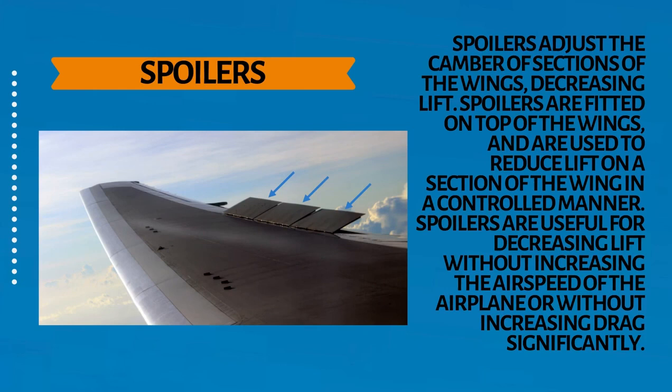Spoils. Spoils adjust the camber of the section of the wings, decreasing lift. Spoils are fitted on top of the wings and are used to reduce lift on a section of the wing in a controlled manner. Spoils are useful for decreasing lift without increasing the airspeed of the airplane or without increasing drag significantly.